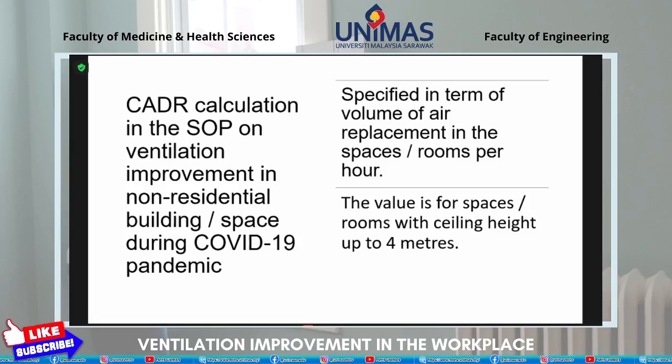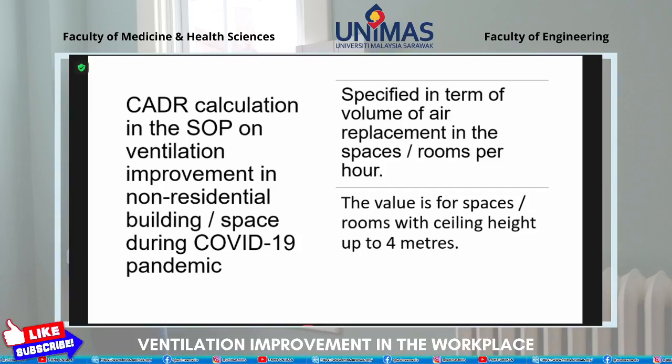In the SOP, what we do is we specify the volume of air replacement in the room or space per hour. So we use the old ASHRAE term, air change per hour. In the new ASHRAE standard, they are no longer specifying air change per hour because we are moving towards energy efficiency of the HVAC system, and the IAQ is now tied into the energy efficiency. So we are no longer using the words air change per hour in the guideline and standard and so on.